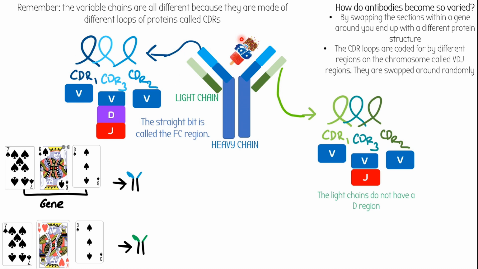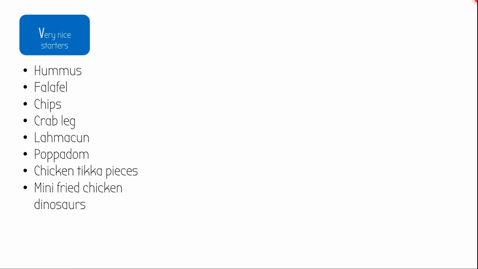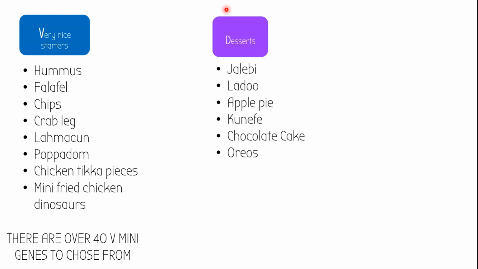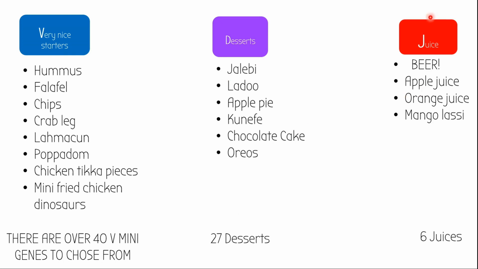Okay, this is kind of stupid, so skip this if you're clever, but I think stupid analogies work for me. So the way I think of it is like a menu, right? So you have a V, D, and a J region. So V is for very nice starters, and for the heavy chain, you have over 40 starters to choose from, so that's a lot. The D region is called desserts, so it's like a menu. And there's up to 27 combinations. And the J region is for juices. You can have up to 6 juices.